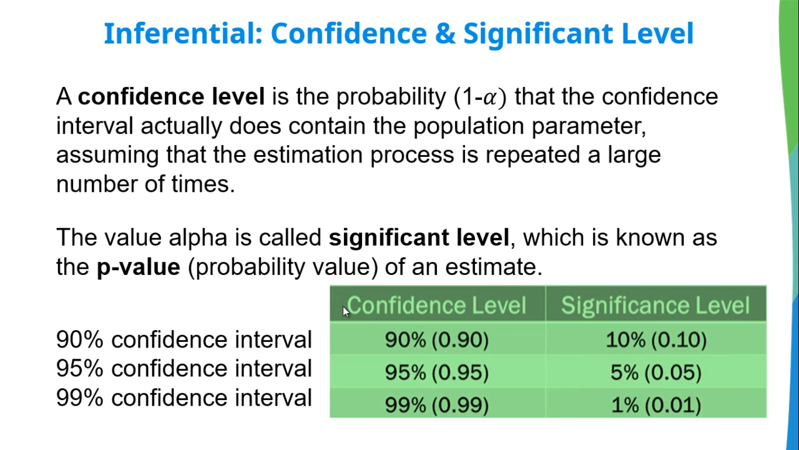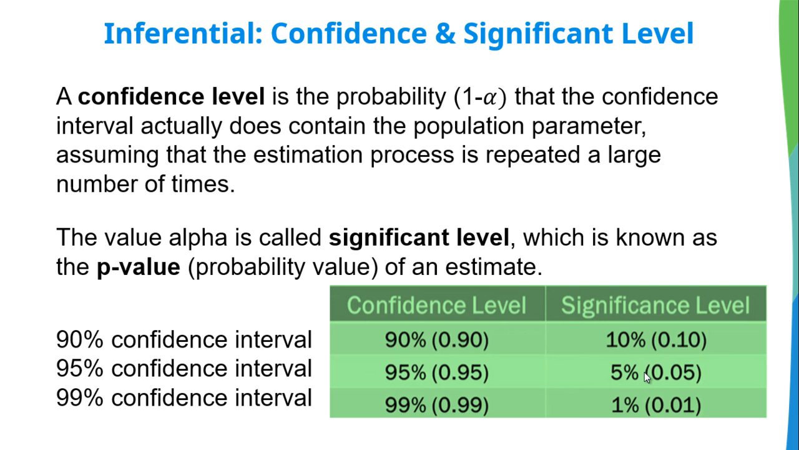For each of these, there is its own significance level. When you subtract from 100, you have 10 left, 5 left, and 1 left. That gives you 0.1, 0.05, and 0.01. So when you choose a confidence level of 95%, automatically you have a 0.05 significance level. Your p-value threshold will be 0.05. That's where you need to check your probability to see if your test is significant or not.